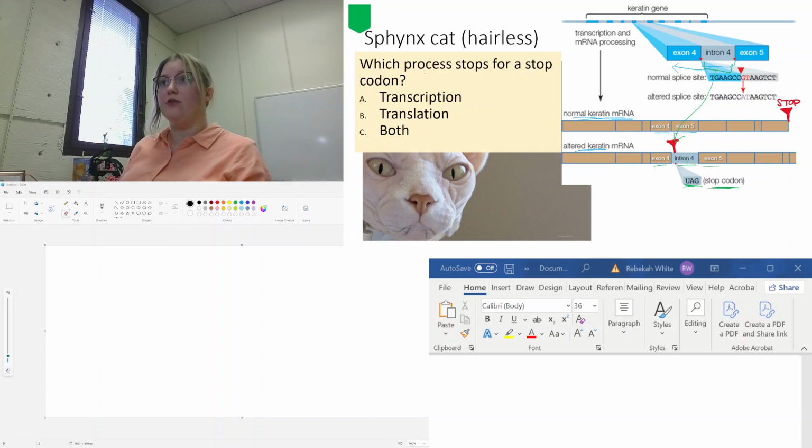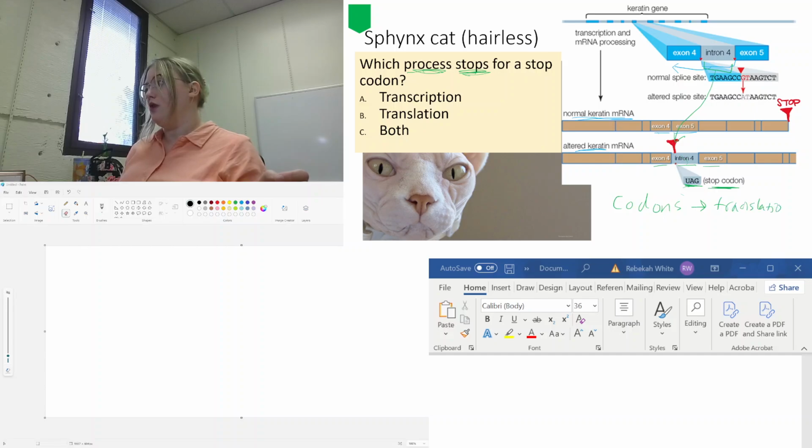And go ahead and answer this iClicker question. Which process stops when we see a stop codon? Remember what we had in our last set of slides. Codons are part of translation. So if we have a stop codon, we are stopping translation.